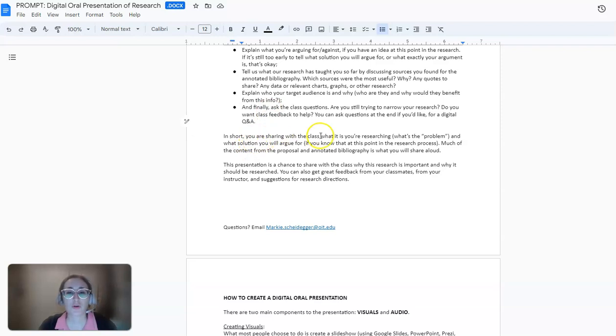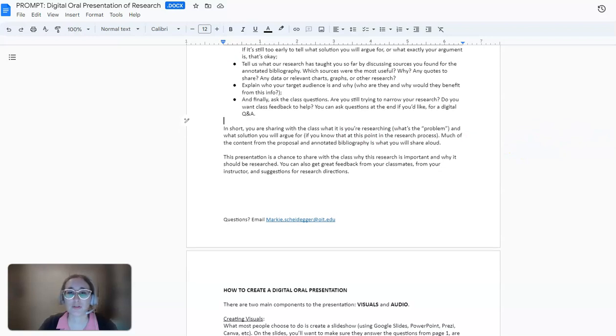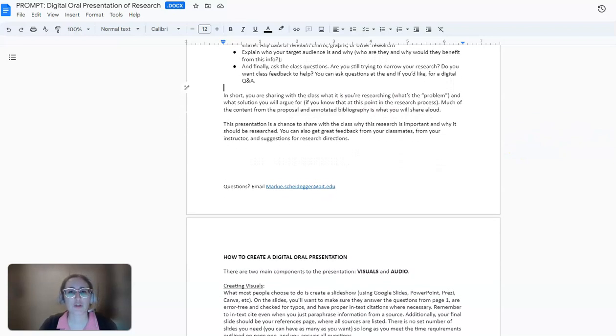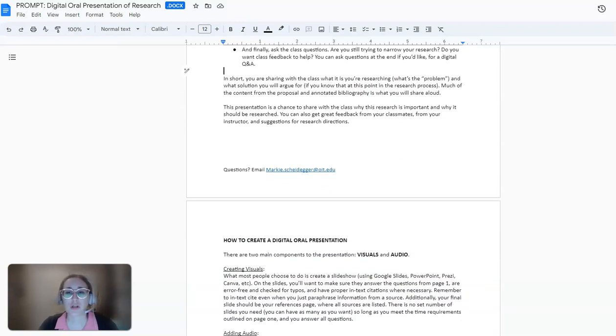So in short, what you're doing is you're sharing with the class what you're researching. What's the problem? What solutions exist? Do you know what you're arguing for so far? It's a lot of the same content from the research proposal in the presentation. Essentially, it's your chance to share with the class why this is important, and then get feedback from not only me, but a few other people in the class as well.